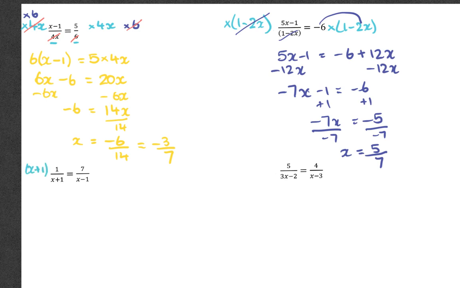Alright, this time we've got denominators on both sides of the fraction. So we need to get rid of the x plus 1. So we multiply by x plus 1 and the other side by x plus 1. We need to get rid of the x minus 1. So we multiply by x minus 1 and the other side by x minus 1. Then we do some cancelling off and we look and see what we've got left. So on the left-hand side, we've got x minus 1 times 1. The right-hand side, we've got 7 lots of x plus 1.